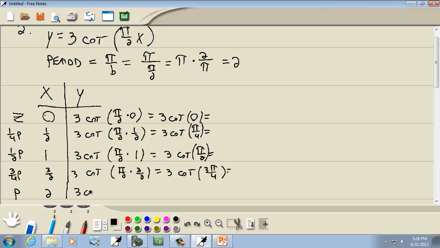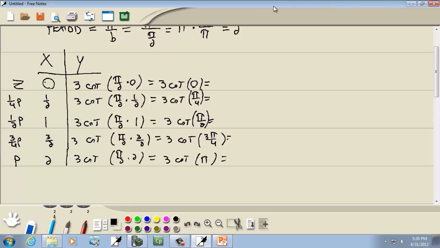Okay, and this one is 3 cotangent of pi over 2 times 2. 2's cancel, and we got 3 cotangent of pi. Now notice, these are exact same values we had on the last problem. That's just not a coincidence. If you pick your period right, you're going to find these will go back to these main points right here. Now these are the specific ones for tangent and cotangent. We're going to see cosecant and secant have their own.